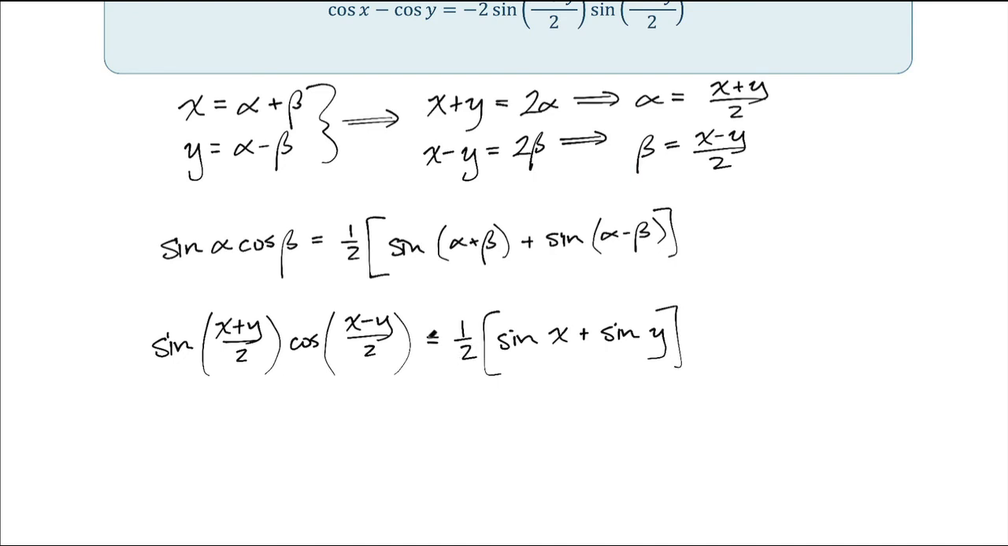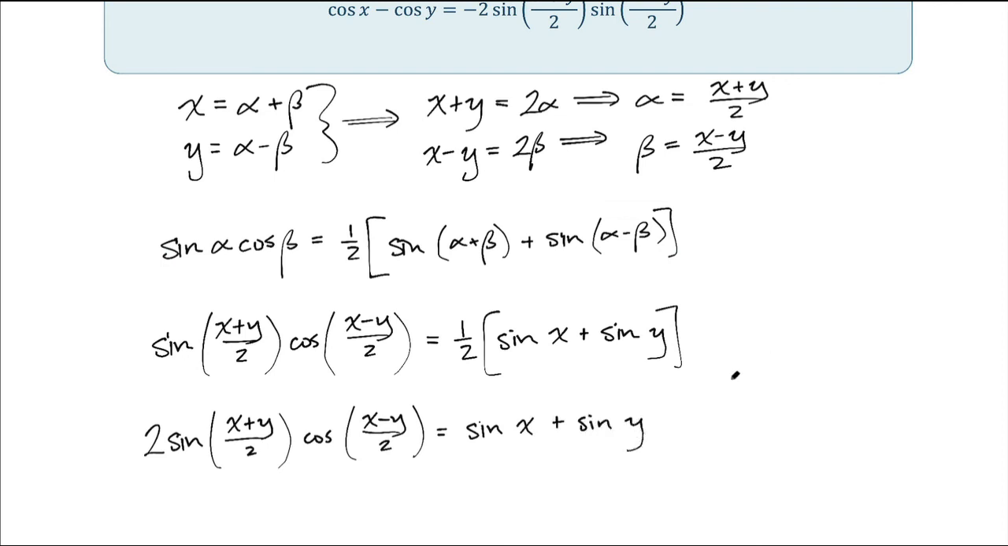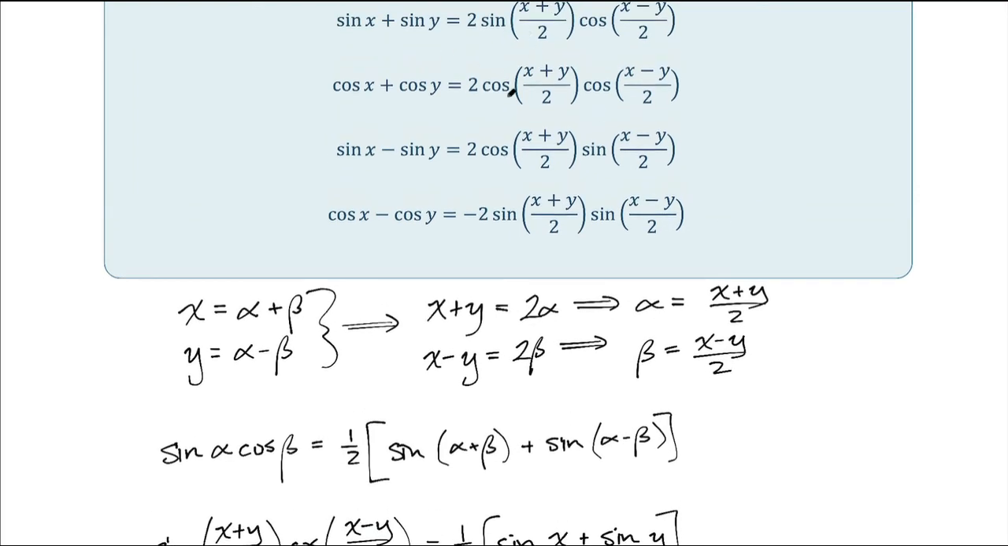And if we multiply both sides by 2 to get rid of this 1/2, we get 2 times the sine of x plus y over 2 times the cosine of x minus y over 2 equals sine of x plus sine of y. And that's that first identity that we had here.